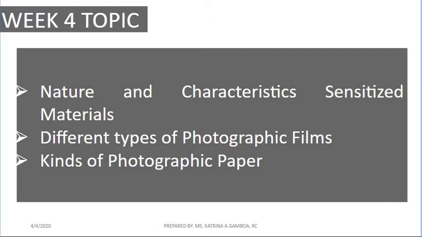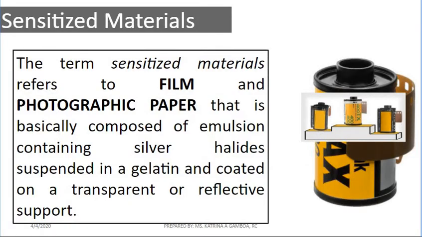Diba, last week ang napag-aralan natin is the first element, which is the light. Now, let's go with the sensitized materials. So, pag sinabi nating sensitized materials ng camera, ang analog camera sinasabi natin ngayon dito, we're talking about the film and photographic paper. So, the term sensitized materials refers to film and photographic paper that is basically composed of emulsions containing silver halides suspended in a gelatin and coated on a transparent or reflective support.